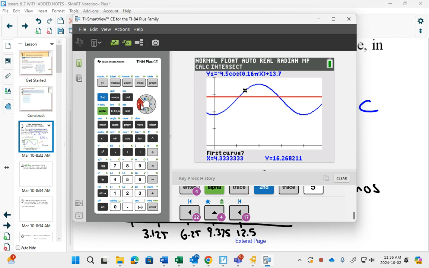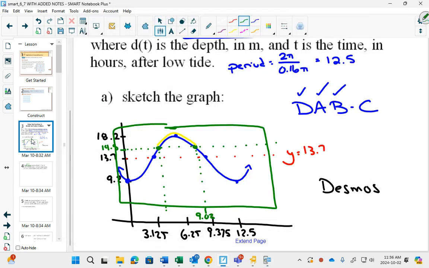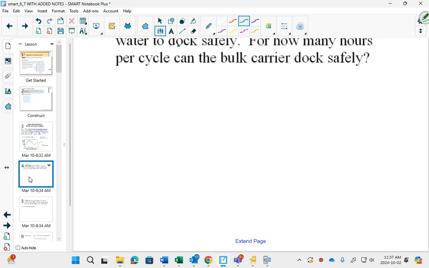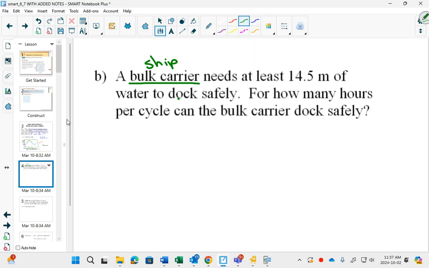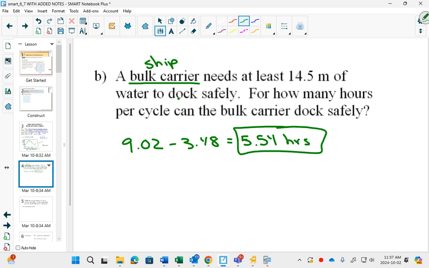Technically, I could have stopped a while ago because I was close. Now I can push enter on the first curve, enter on the second curve, and guess, there it is at 3.48. Question was, for how many hours? So we take the 9.02 minus the 3.48, and we will get 5.54 hours.